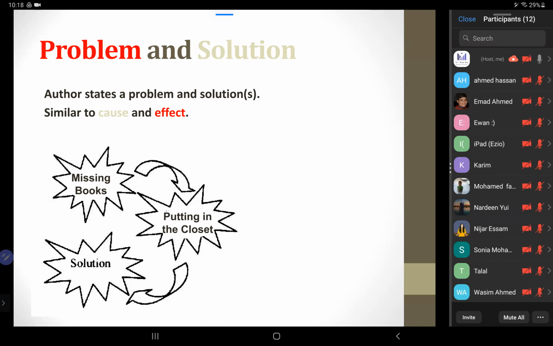But when you put it in your closet, you also forget to take it to school. So you decided to get a locker in school. So we have a problem here. You found the solution, but still there is a problem that you forget it at home, so you found another solution. So problem, solution.